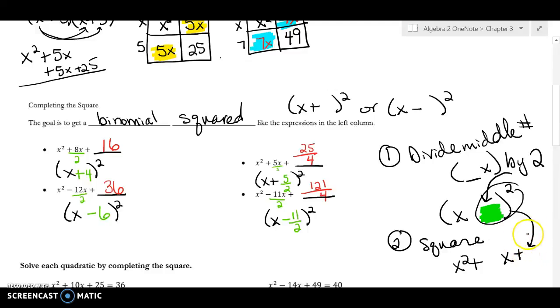Okay. All right, and so that's it for today. We're just going to practice with finding what this first number is inside the parentheses and what the c value is on the outside. And the next class we'll work on what it actually looks like to solve those.